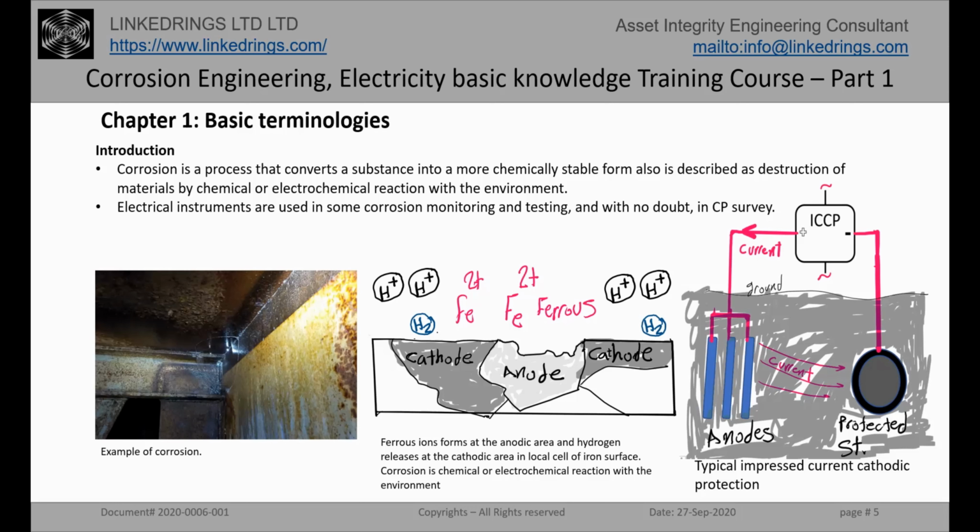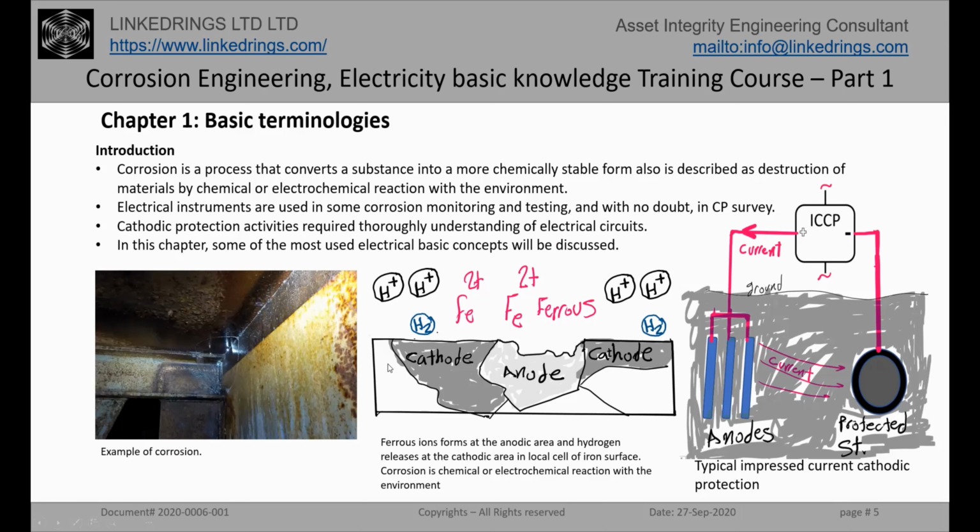Also, electrical instruments are used in some corrosion monitoring and testing, and with no doubt in CP survey, cathodic protection survey. Cathodic protection activity requires a true understanding of electrical circuits. In this chapter, some of the most used electrical basic concepts will be discussed.